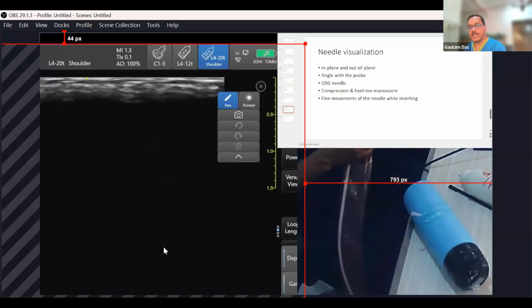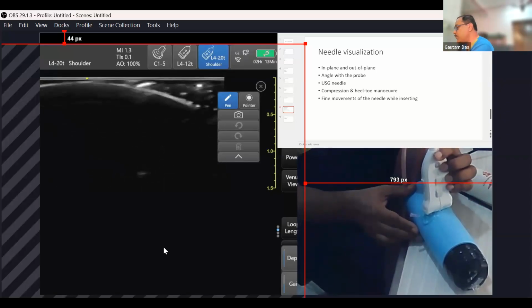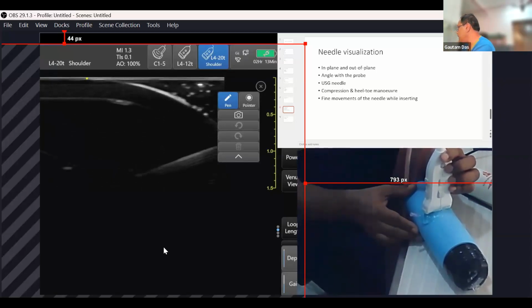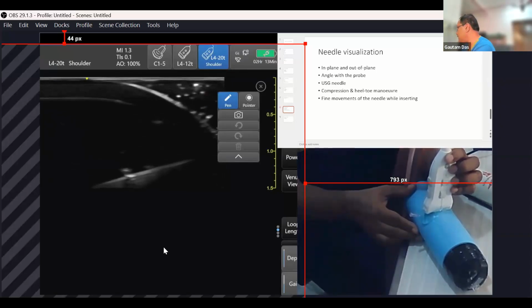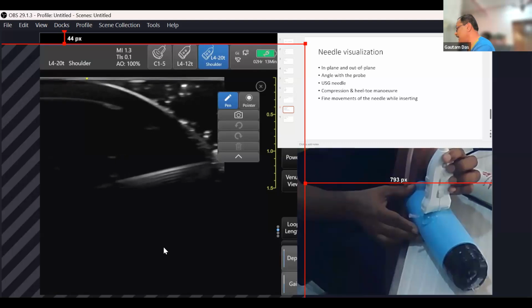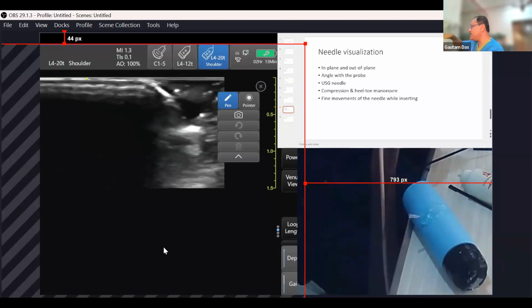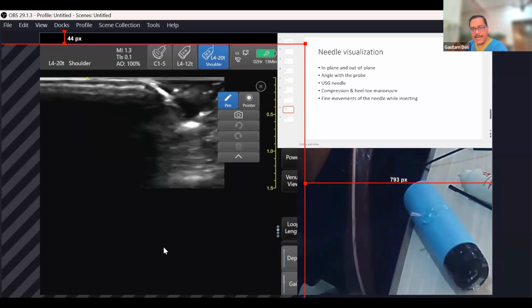So to visualize better, one of the maneuvers I told you is the heel-toe maneuver. What is that? Here, if I'm unable to see the needle, and I do the heel-toe maneuver, it becomes parallel to the probe and is better visible. So the heel-toe maneuver means you are changing the angle to make the needle visibility better.